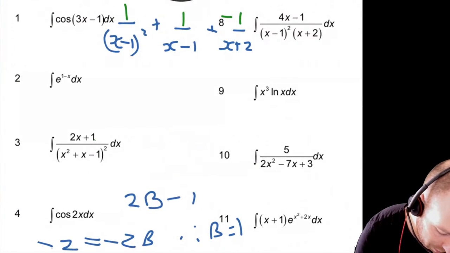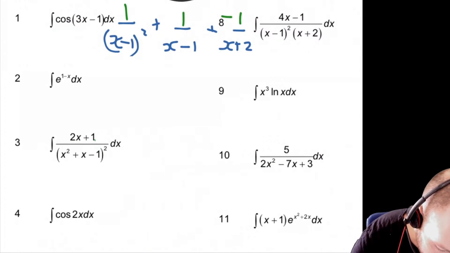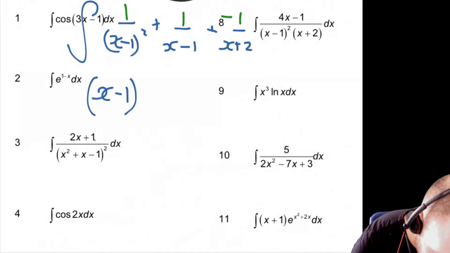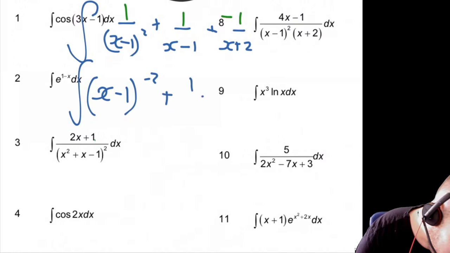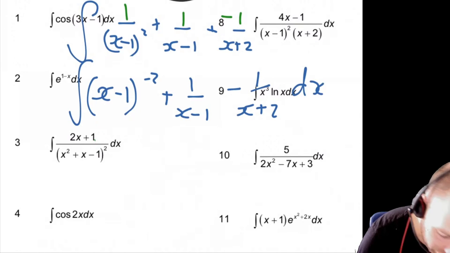All the power of one denominators are going to be ln, and the power of two denominator we've got to do differently. So we're integrating this. We write this as (x minus 1) to the power minus 2, plus 1 over (x take 1), minus 1 over (x plus 2). That's what we need to do.